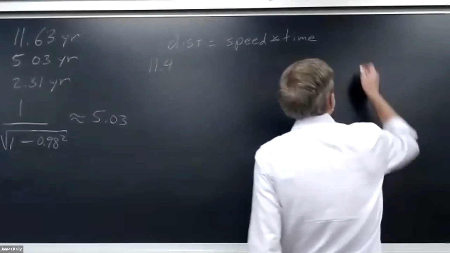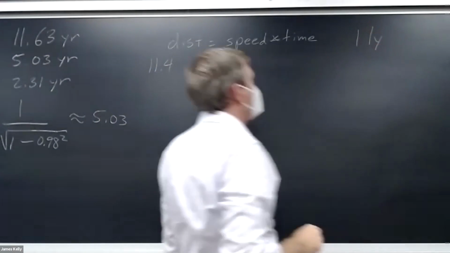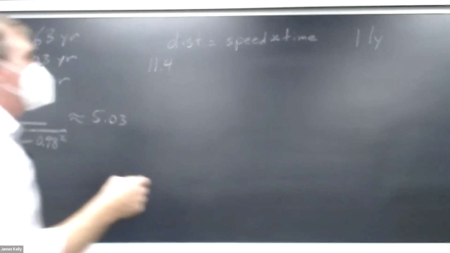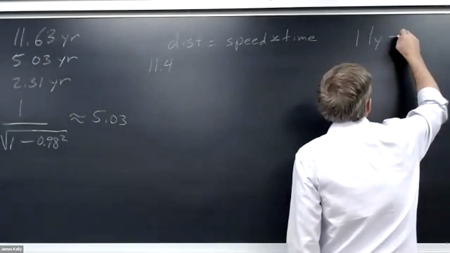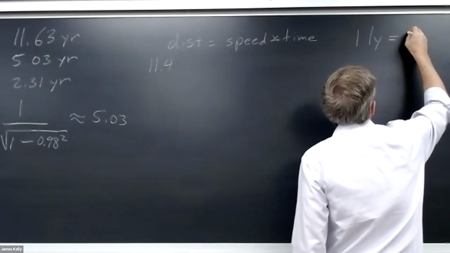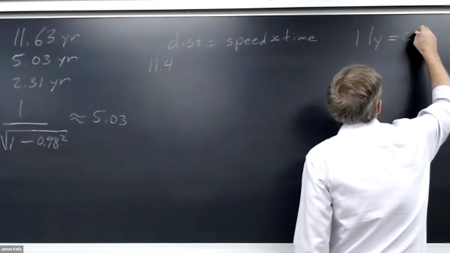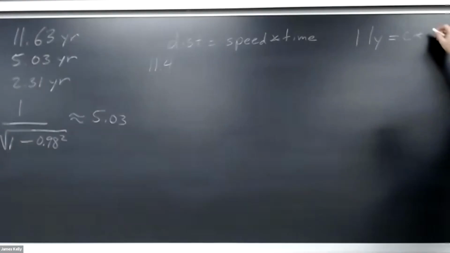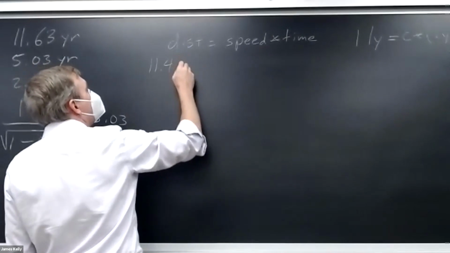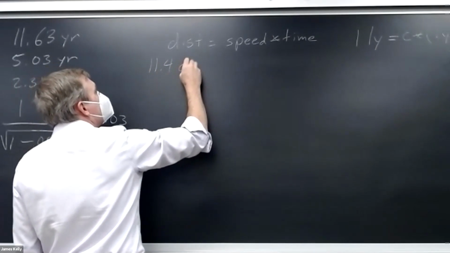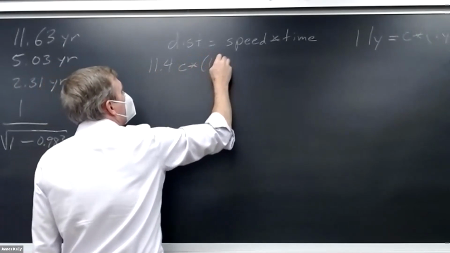1 light year, that is 1 ly, ly being short for light year. That distance is equal to the distance light travels. Light travels at speed c, and the time that elapses is 1 year. So I can always replace 1 light year with c times 1 year, and we'll find in this case that actually simplifies our calculation because we won't have to end up putting c in here anywhere. So instead of putting light years here, I'm going to put 11.4 c times 1 year.